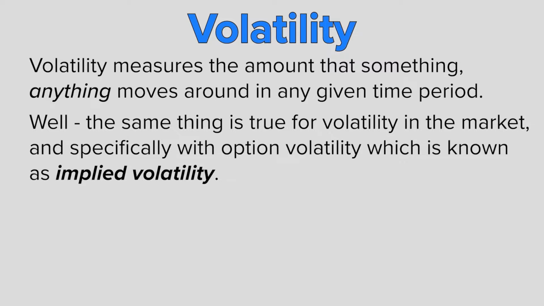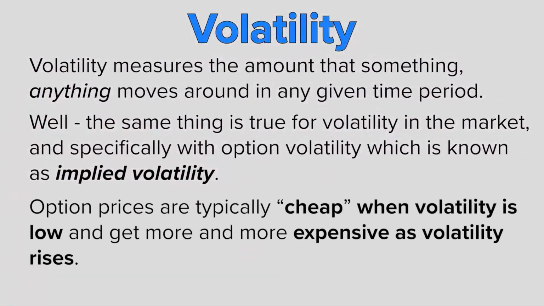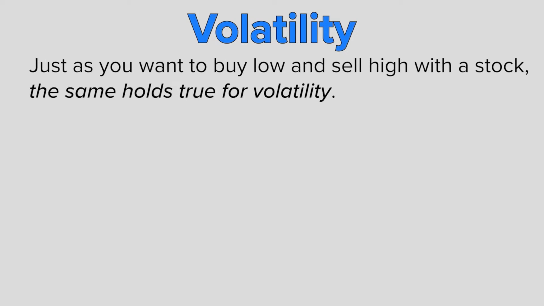When the market's just sailing along, as we saw for the most part from 2014 to 2020, overall volatility was extremely low. Investors weren't as concerned about drawdowns or market sell-offs, so they weren't necessarily looking for protection. But then, when something out of the ordinary happens, like at the start of COVID, and uncertainty hit the market, volatility spiked. Option prices are typically cheap when volatility is low and get more and more expensive as volatility rises. Just as you want to buy low and sell high with a stock, the same holds true for volatility.